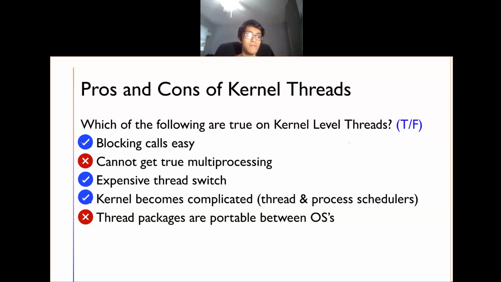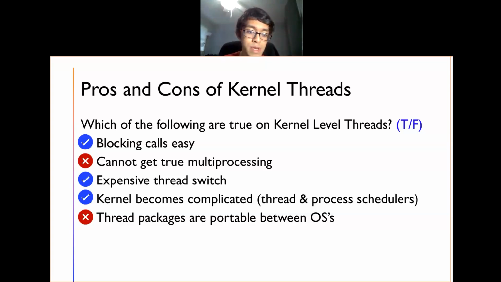Number 2, is it true that we cannot get through multiprocessing? No, we can get through multiprocessing because with the use of kernel level threads, there is no need for threads to be coroutines. Multiple threads can run concurrently, and this is where we get the true multiprocessing advantages. Number 3, expensive thread switch. Yes, it is expensive because every time we want to do a thread switch, we have to go all the way to the kernel and back to the threads to switch the threads, and that is not good.